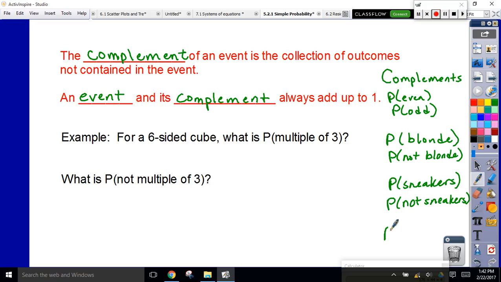Let's do one more. Let's do the probability that you are smiling. Not smiling. You got it. Good. Probability of not smiling.